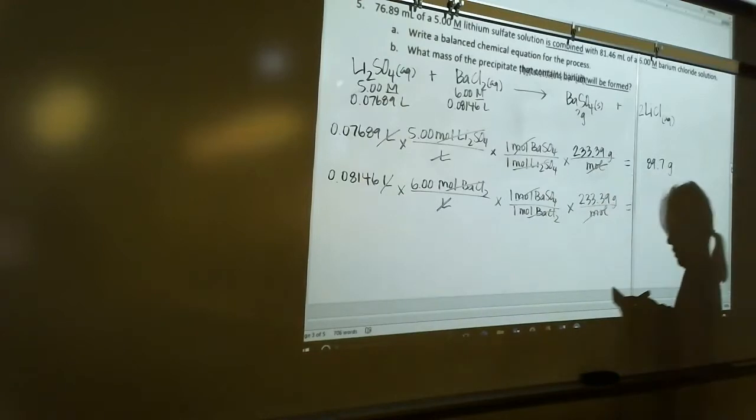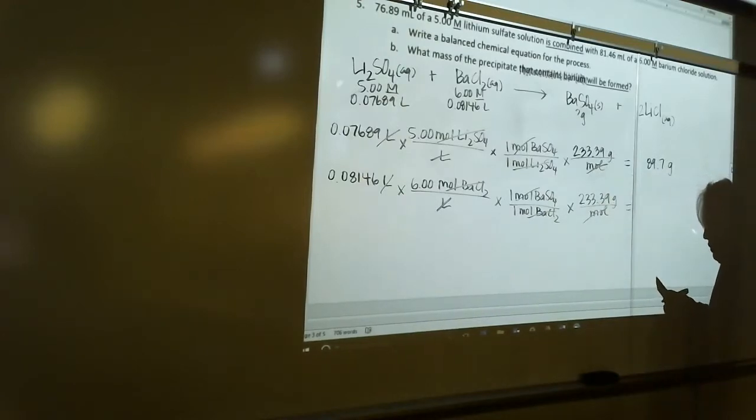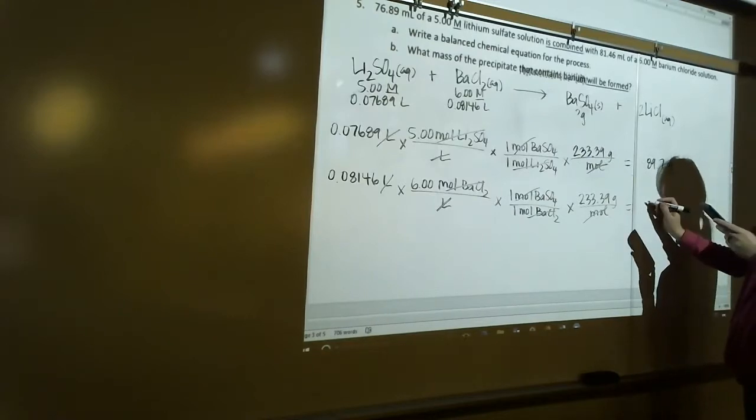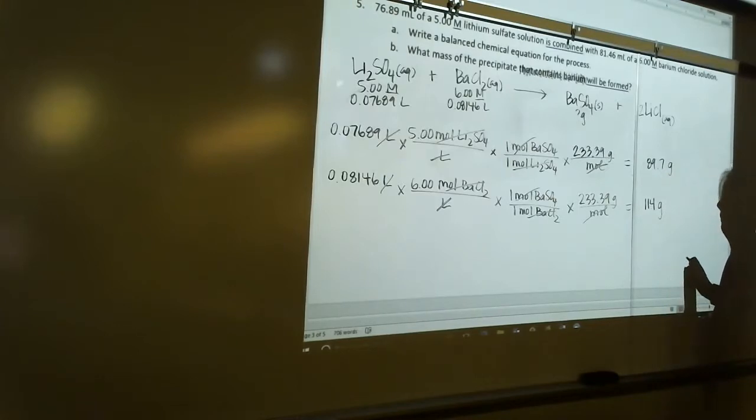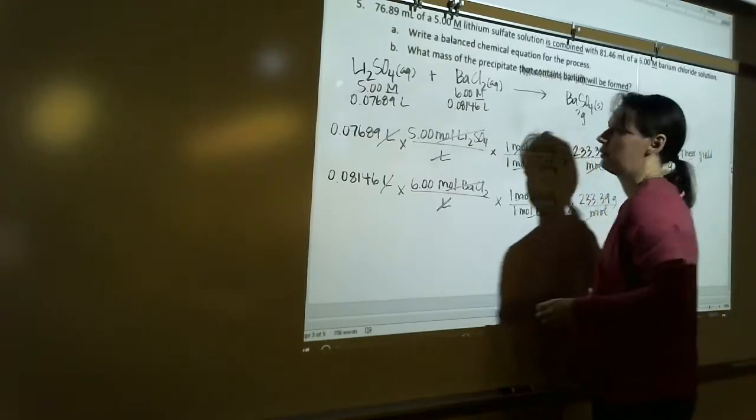So 0.08146 times 6 times 233.39. Keeping 3 sig figs would give me 114 grams. So which is my answer? Right. This would be my theoretical yield. Do we agree on 5? Yes. All right.